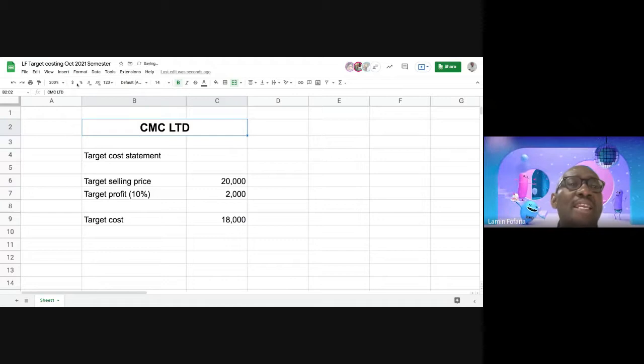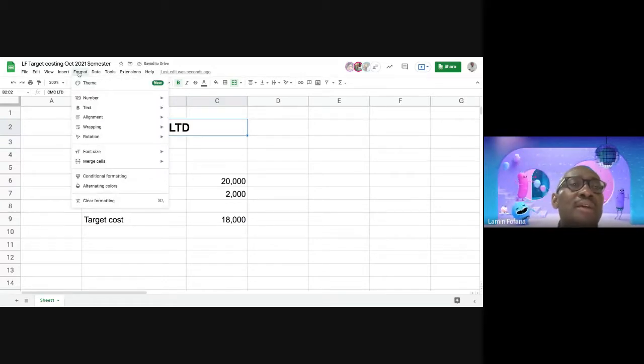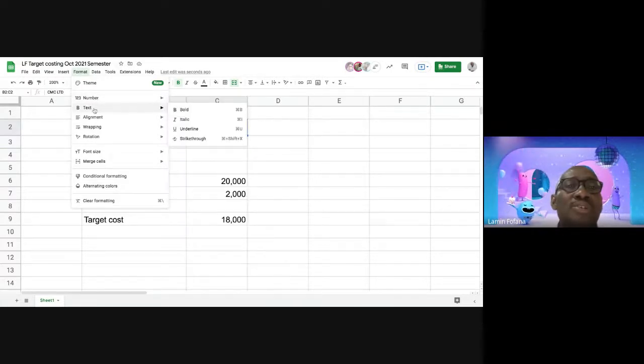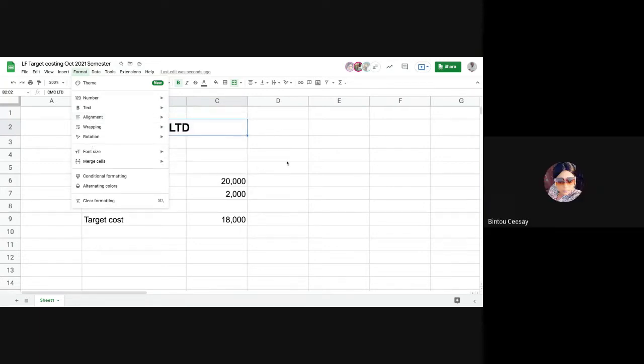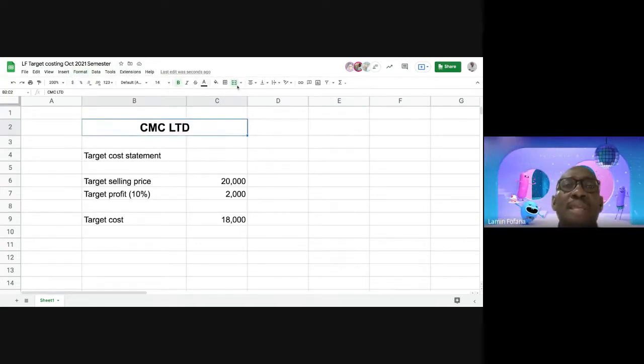Alternatively, these are hidden somewhere. They are all in here in a menu called format. So you can do number formatting from here. You could do text, bold, italics. They are all here. Alignment. All of them are here. But because we use them most of the time, they are here as well.